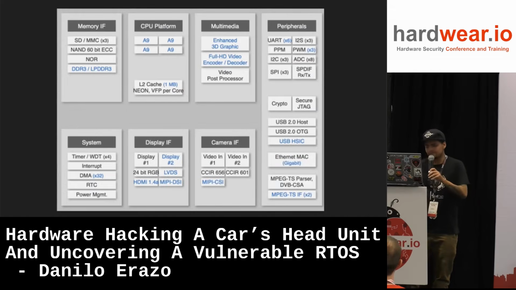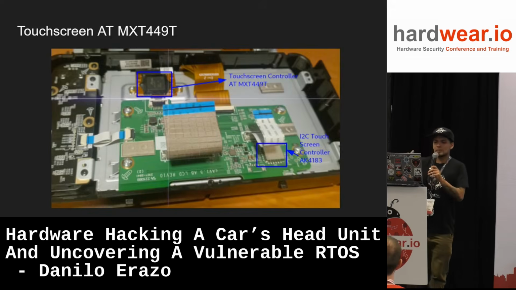TMM9200. So we can see, for example, peripherals like UART, I2C, and SPI that are very useful in the boot process. Okay. Also, we have a display, memory, camera connector, and so on.